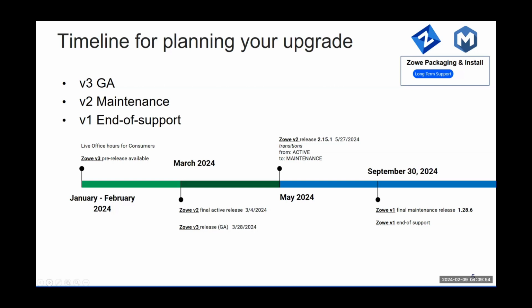That will become the new active release. That will be the release receiving all of the new features and functions. So customers interested in positioning themselves to receive new features and functions should consider and plan to upgrade to V3. V2 will transition at that point to a maintenance release. The first maintenance release we expect to deliver at the end of May. And then finally, at the end of September, we'll produce the final maintenance release for V1, and that will terminate support.